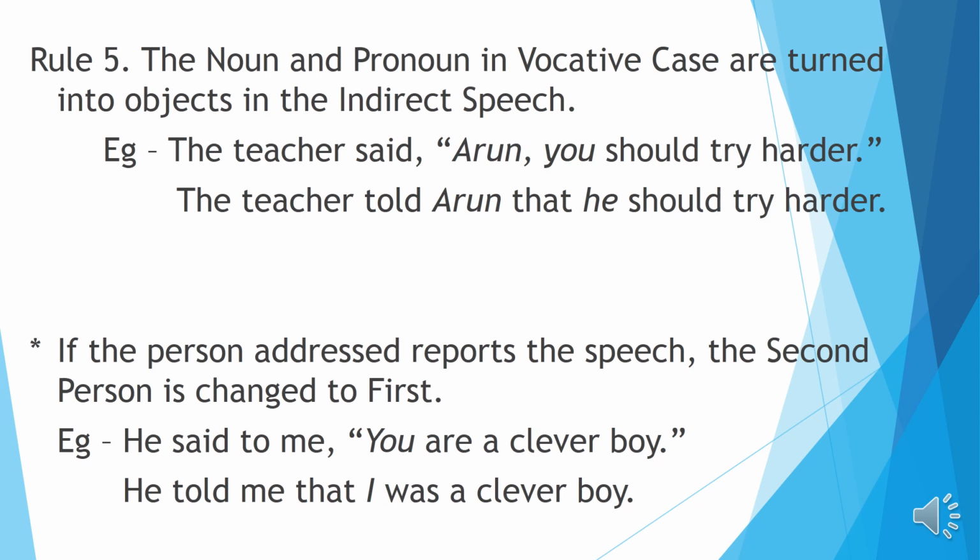Next point we should remember: if the person addressed reposes the speech, the second person is changed to first. So from direct to indirect speech, what happens? In the direct speech, second person; in the indirect speech, first person. Let's look at the example. He said to me, you are a clever boy. You is second person. How do we change that to indirect? He said to me that I was a clever boy. So I is first person, and then are changes to was in past tense.